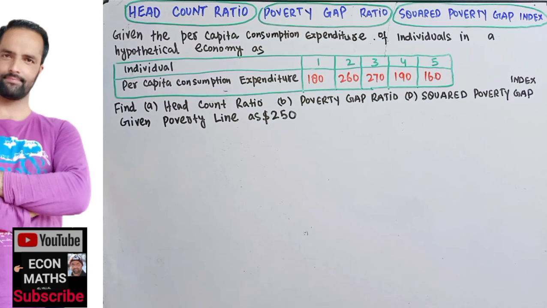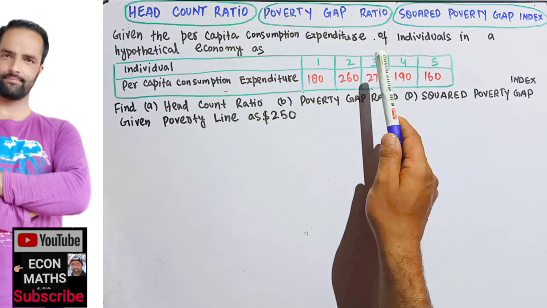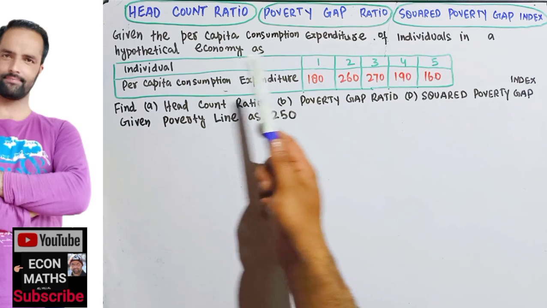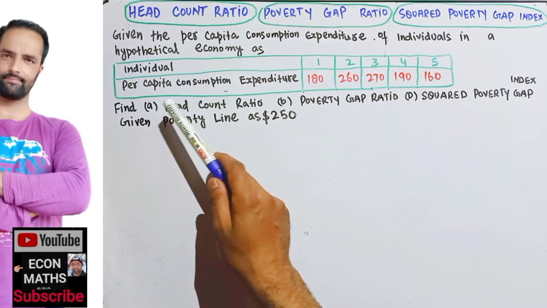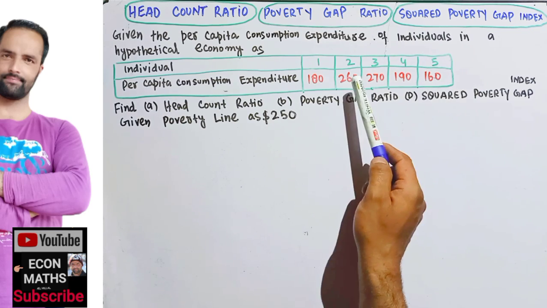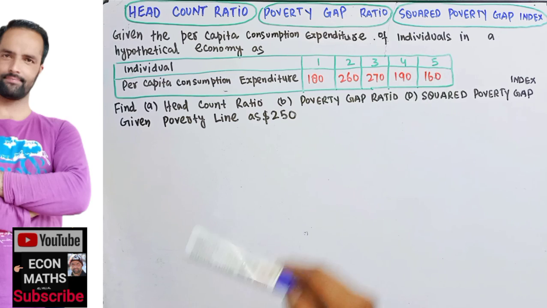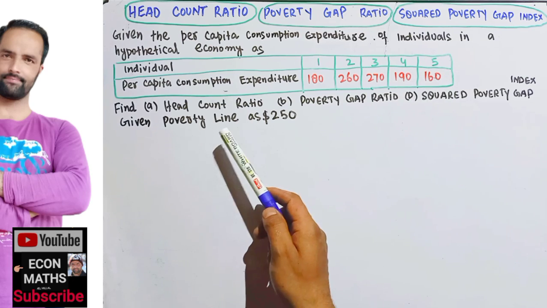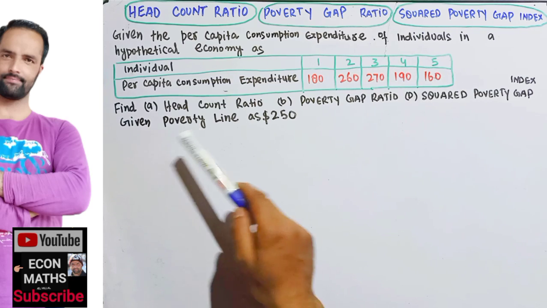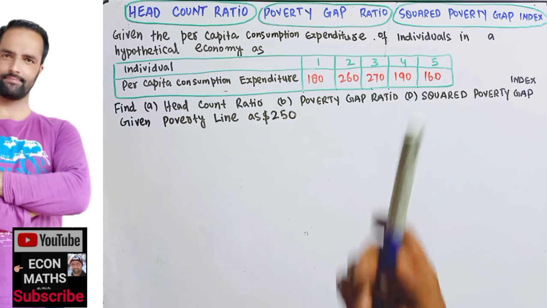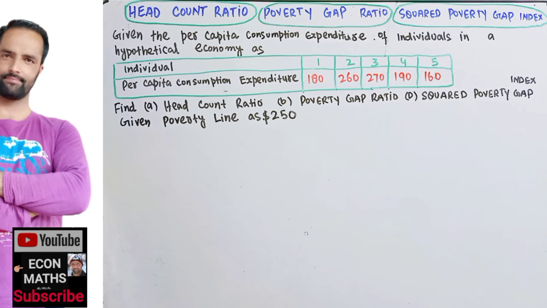In this video, we will learn how to calculate headcount ratio, poverty gap ratio, and squared poverty gap index with an example. The question is, given the per capita consumption expenditure of individuals in a hypothetical economy, we are given five individuals with per capita consumption expenditure of 180, 260, 270, 190, and $160. We are supposed to find out the headcount ratio, poverty gap ratio, and squared poverty gap index. Given the poverty line is $250. Okay, so let's calculate it one by one.